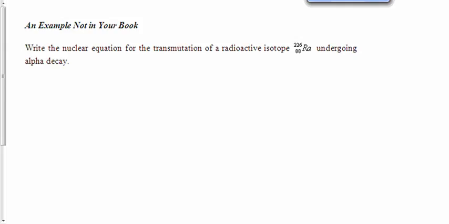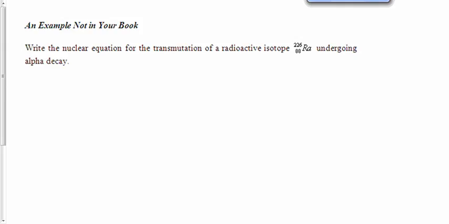A couple of examples for you here, guys. You've got to write this out, but just write it in point form to save yourself a little bit of time. It doesn't have to have every single word that's in the question here. We want to write the nuclear equation for the transmutation of the radioactive isotope radium-226. It undergoes alpha decay. It produces an alpha particle.